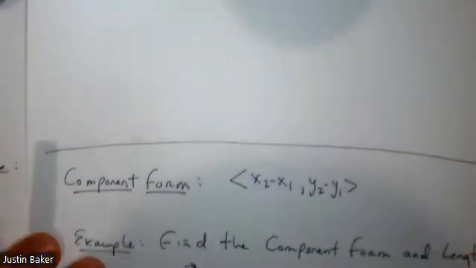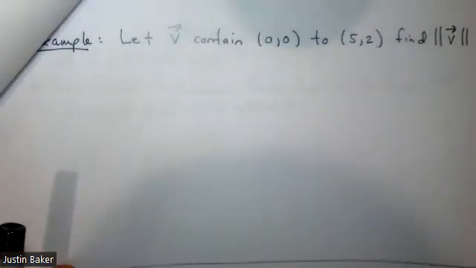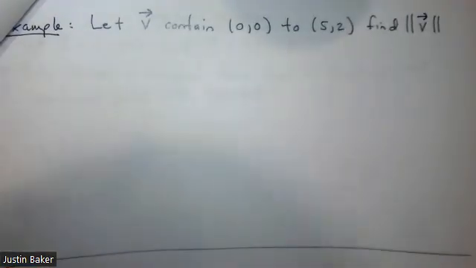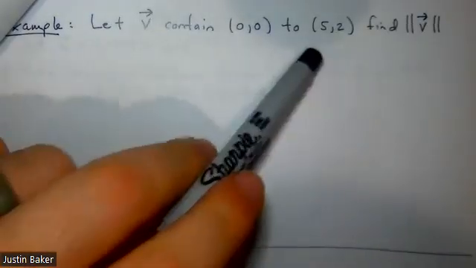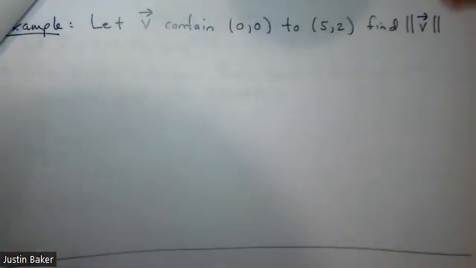All right, turning the page, we'll have you guys start with one. So for an example problem, it says let vector V contain 0, 0, and that's going up to 5, 2. So that's your initial and terminal point. Find the magnitude of V, and you need to understand that notation because that might just be all that's written. That notation is telling us to find the magnitude of that.